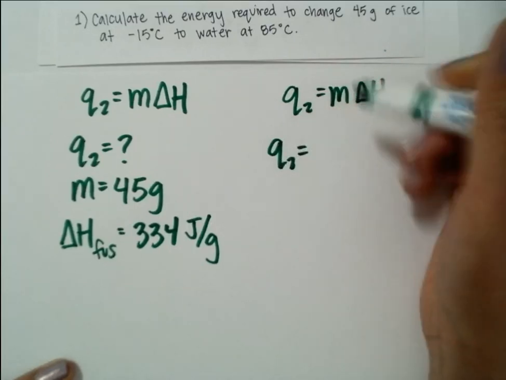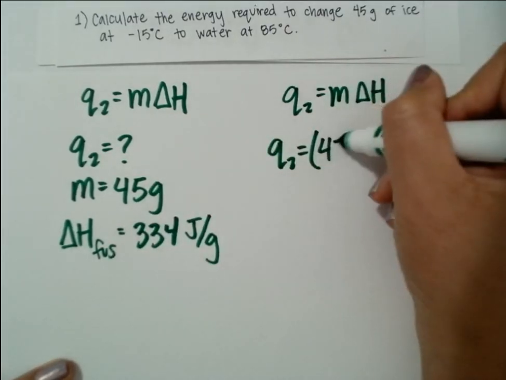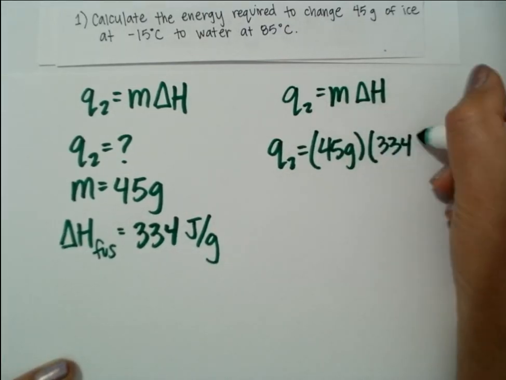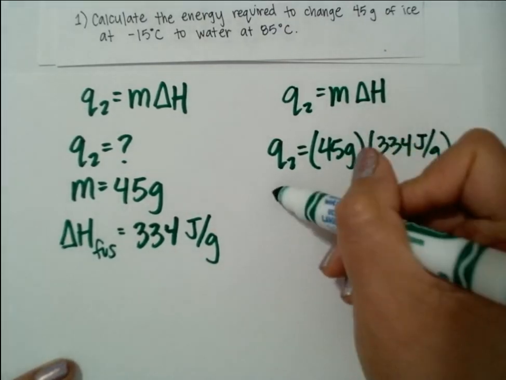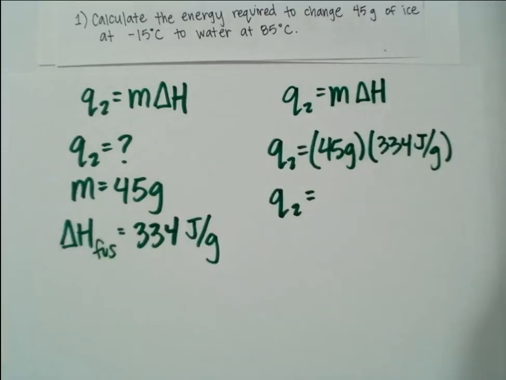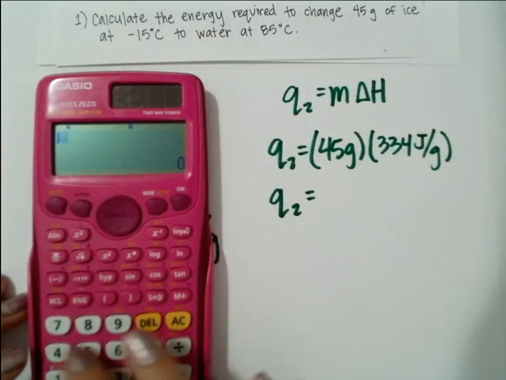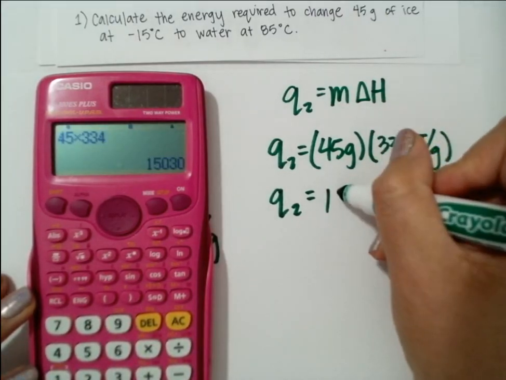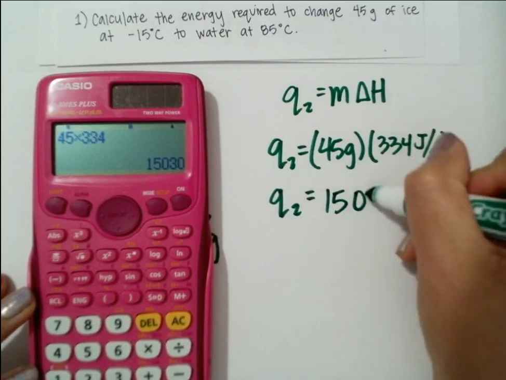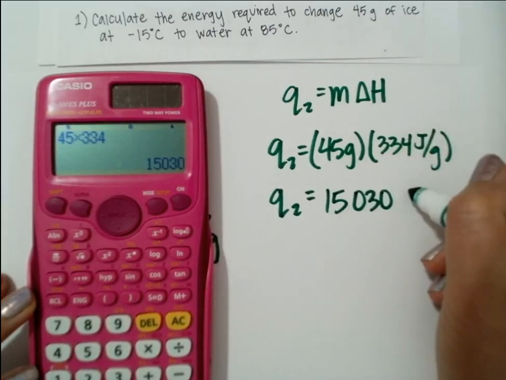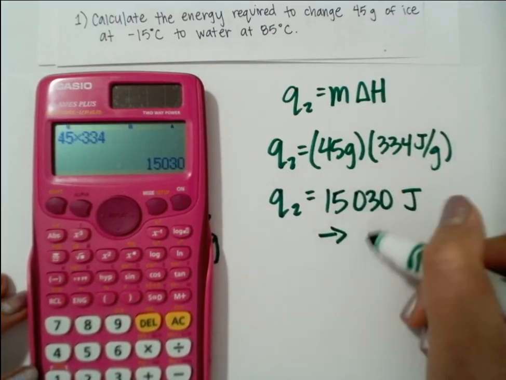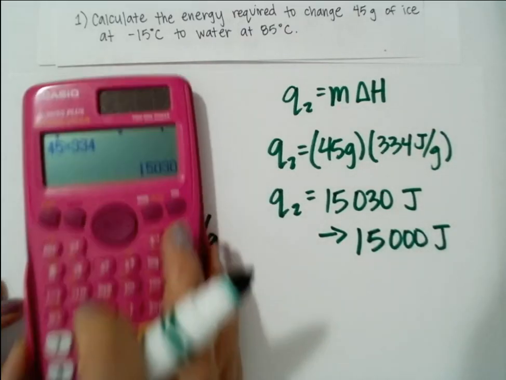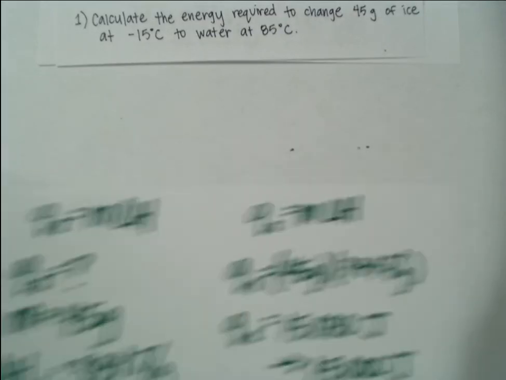Okay, so plugging these numbers in, we have Q is equal to M delta H. Q equals 45 grams times 334 joules per gram. So when I plug that into my calculator, I get 45 times 334, so 15,030 joules, and for sig figs, 15,000. Okay, so that's my Q2.